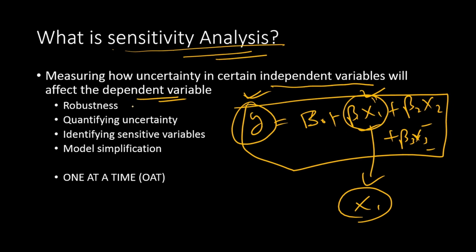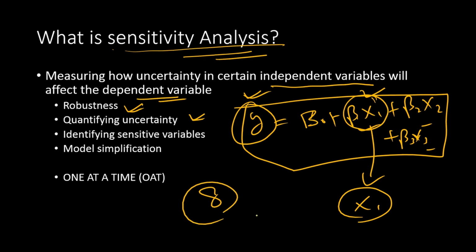And why do you do that? To check the robustness, because you should ensure that the model is working fine in every scenario, in every uncertain scenario. Now, if for one particular independent variable the model is not working fine in an uncertain scenario, you have to be extra careful for that. And then you quantify your uncertainty by doing so. And in this process you also identify what are the sensitive variables.